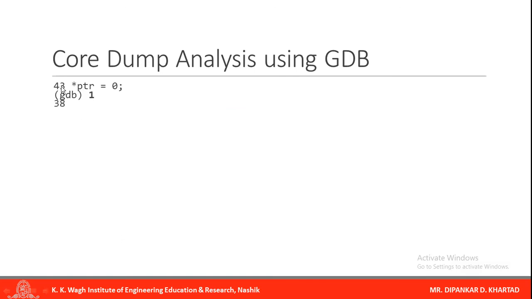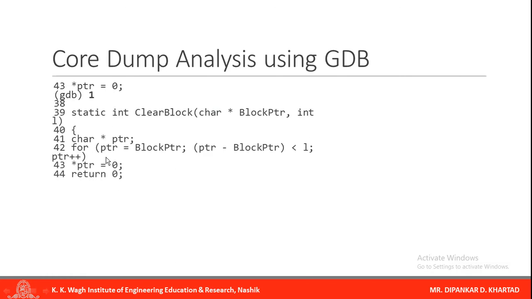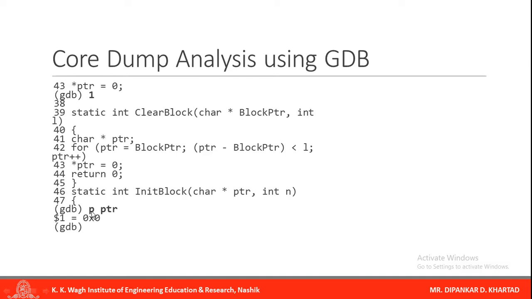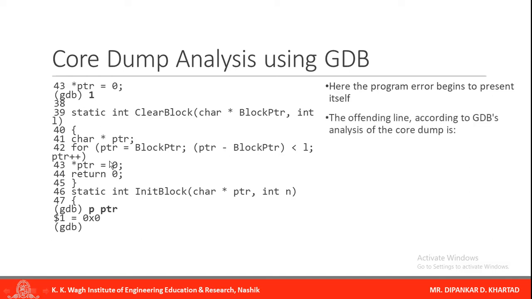Now concentrate on line 43, *ptr = 0. Here also, and this one, ptr. Now here the program error begins to present. Why? Where is the error? Now let's talk about it. The offending line, according to GDB analysis of the core dump, is line number 43, this one, that is *ptr = 0.